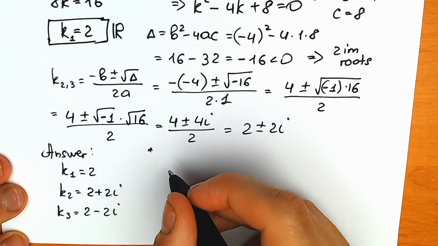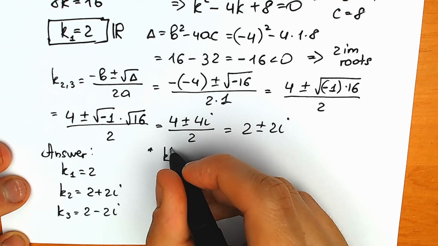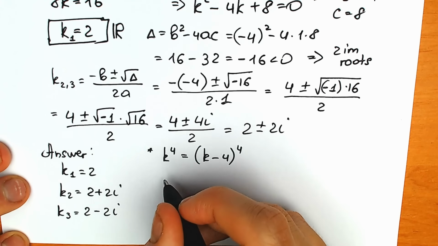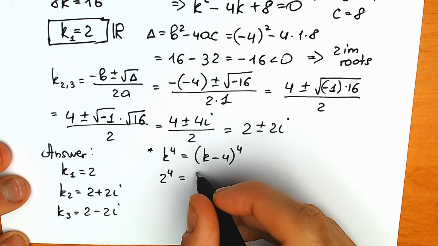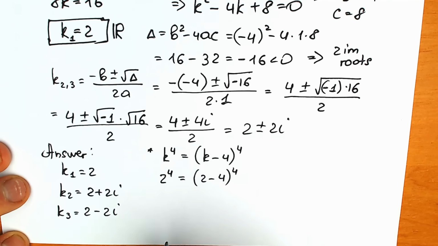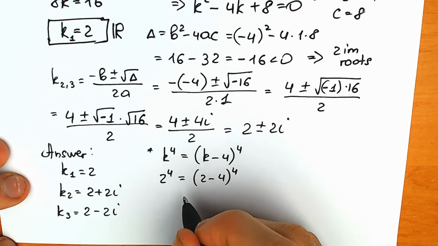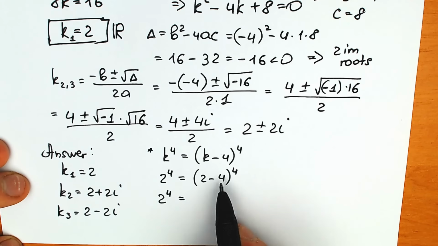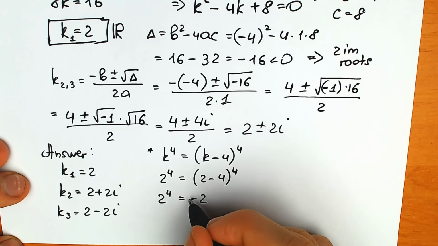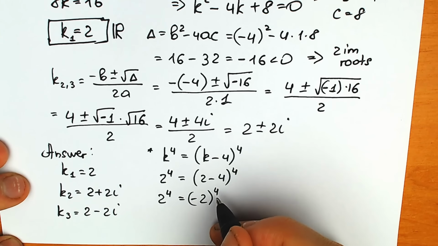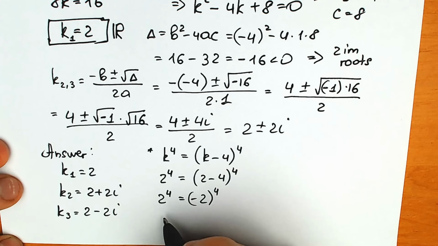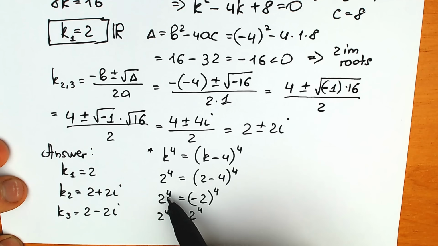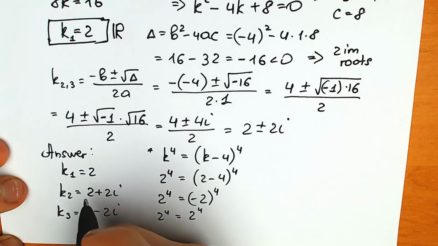First of all, let's check real quick our k first equal to 2. So k to the power 4 equals k minus 4 to the power 4. Let's check our 2. So we have 2 to the power 4 equals 2 minus 4 to the power 4. 2 to the power 4, of course we don't need to raise it, so we'll leave it like that. 2 to the power 4 equals 2 minus 4, which equals minus 2. So we have minus 2 to the power 4. But because this is an even power, we have absolutely the same thing. We can write it as 2 to the power 4 equals 2 to the power 4. If we raise it, we have 16, and we have 16 right here. So our root is great.